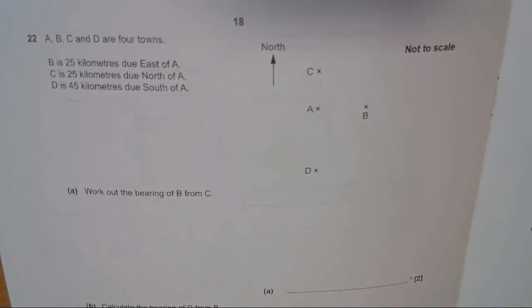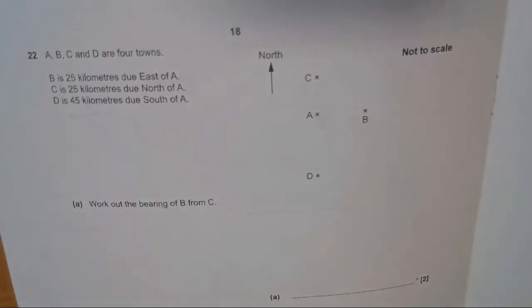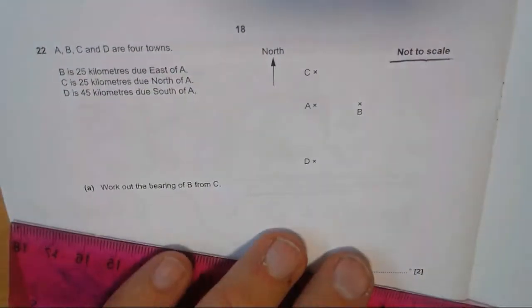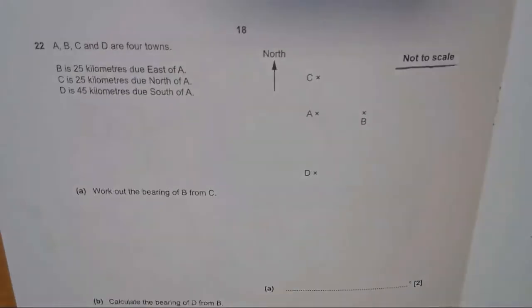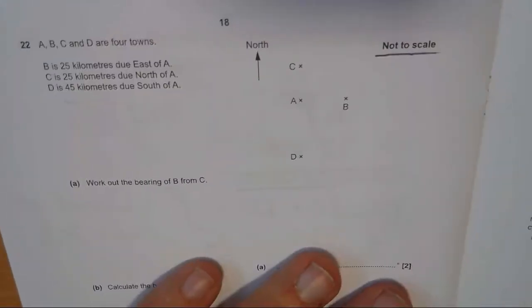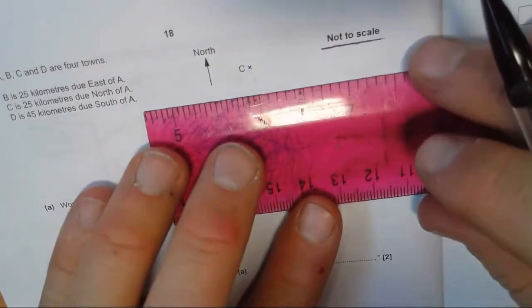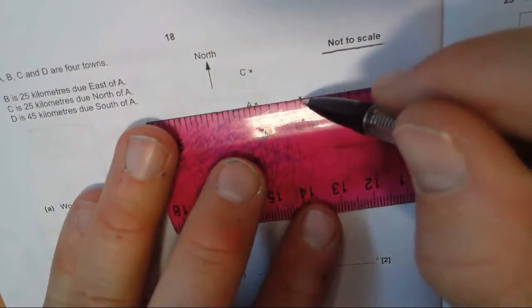Okay, so first up, it's not to scale. It's either going to say not to scale or not drawn accurately. That means we can't measure it. There's no point measuring it. If you had a protractor with you, you should not measure it. You won't get any marks for it. Okay, right. Now, A to B is due east.